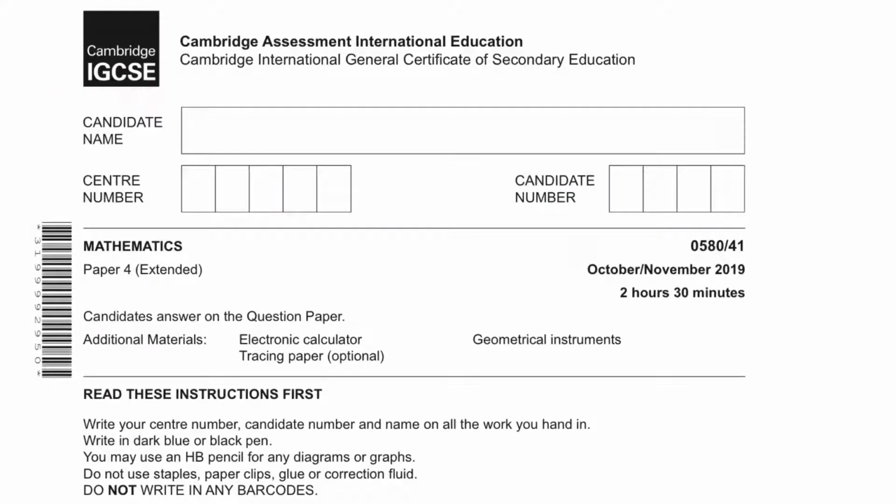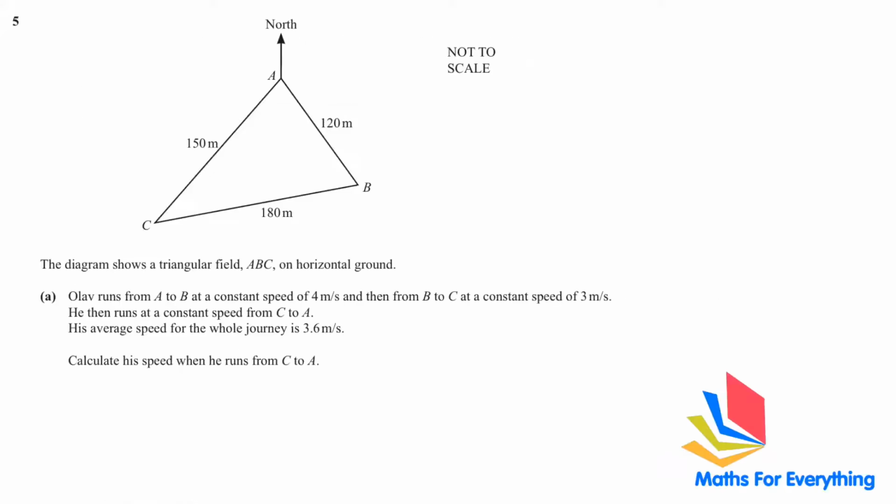We are going to solve Cambridge GCSE Mathematics Paper 4 Extended, Variant 4-1, October-November 2019, question number 5 onwards. So question number 5, we have been given a triangular field ABC on a horizontal ground. Olav runs from A to B at a constant speed of 4 meters per second, and from B to C at a constant speed of 3 meters per second. His average speed for the whole journey is 3.6 meters per second. Calculate his speed when he runs from C to A.